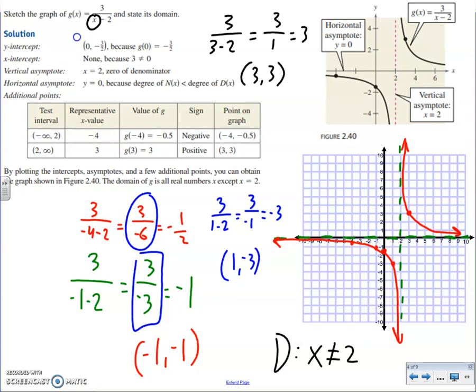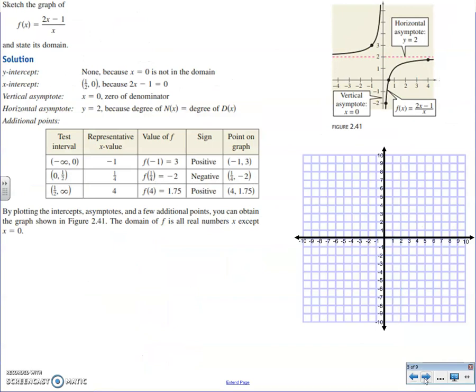All right, let's try another one. Here, sketch that graph, 2x minus 1 over x. So they try to find the y-intercept. There's none, because when we plug in 0 for x, that's 0 minus 1 over 0. You can't divide by 0, so no y-intercept.